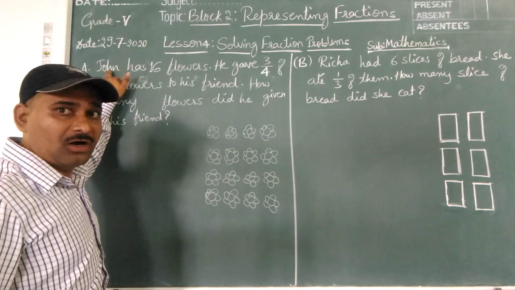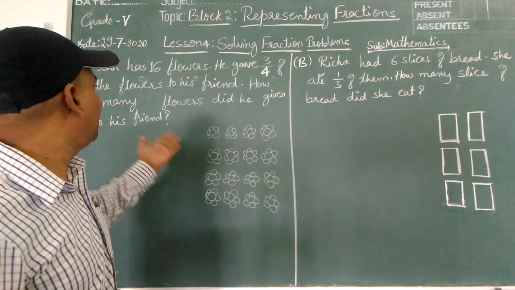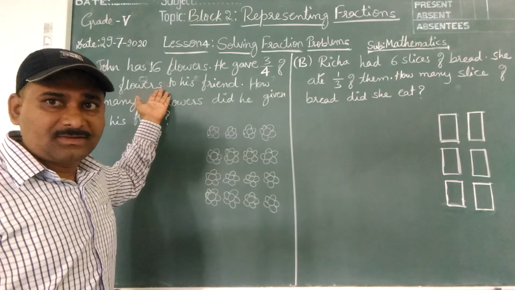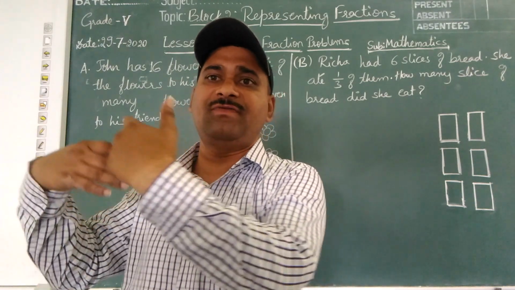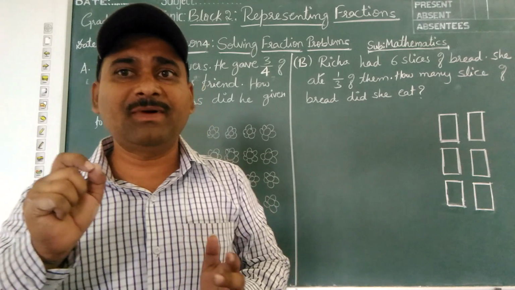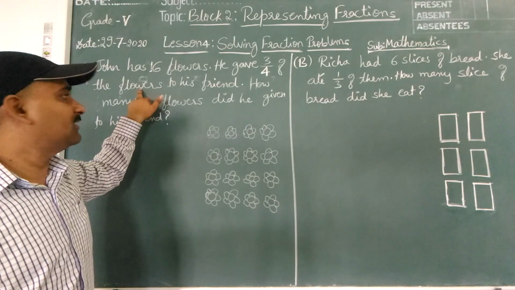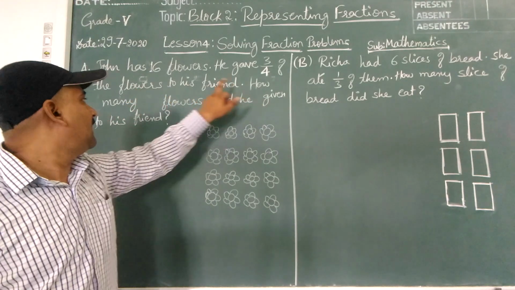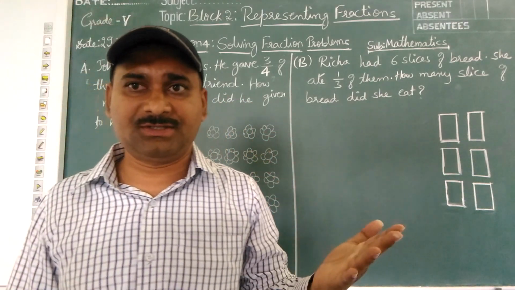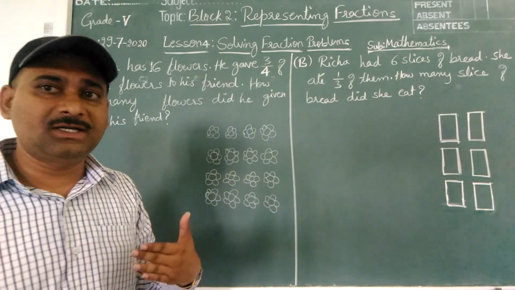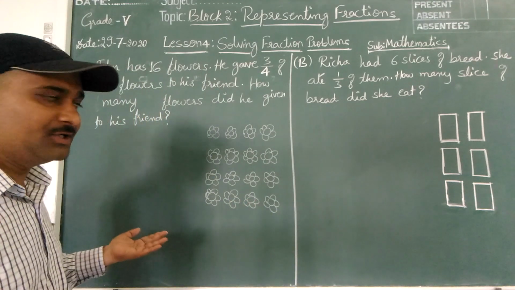See, John has 16 flowers. He gave 3 by 4 of the flowers. With him 16 flowers are there. And out of 16 flowers, to his friend he has given how many? 3 by 4 of 16 flowers given to his friend. Of course it is given in the form of fraction. See, 3 by 4. We should convert it into whole numbers. Actually how many flowers are given, we should convert into a whole number.